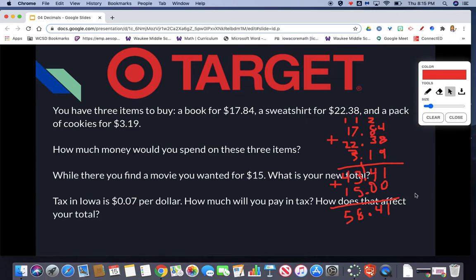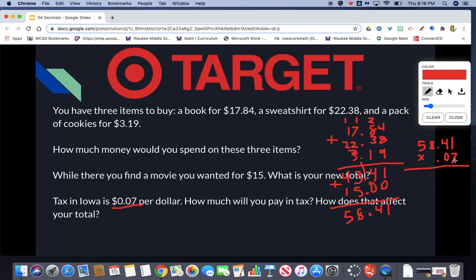Tax in Iowa is 7 cents per dollar. How much will you pay in tax, and how does this affect your total? How are we going to figure out 7 cents per dollar if we're spending $58.41? Well, this is where our multiplication comes into play. I'm going to bring my problem up here. $58.41 to find tax. We're going to multiply it by our tax, 0.07. 0.07 is the same thing as .07, so I can just eliminate that 0 there.